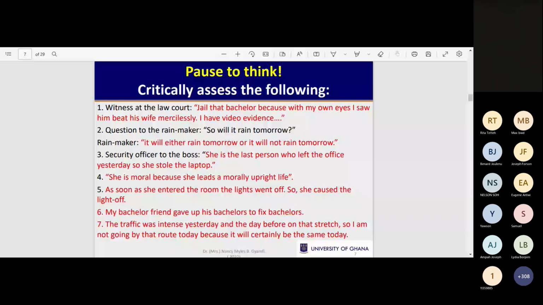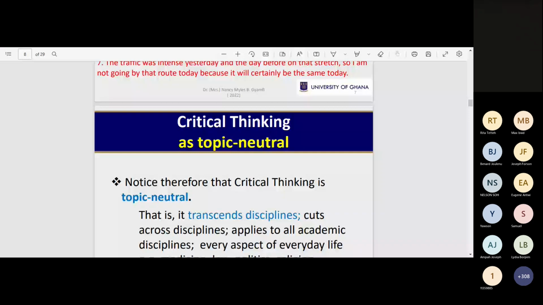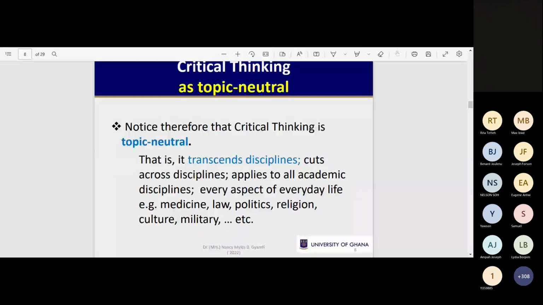Okay. Now, you look on your screen now. Very good. They're rounding down slowly but steadily. You will then notice that the course critical thinking is what? Neutral to the topic. Topic neutral. We don't care what the content or the subject matter is.